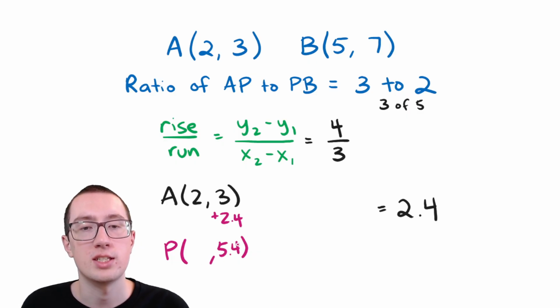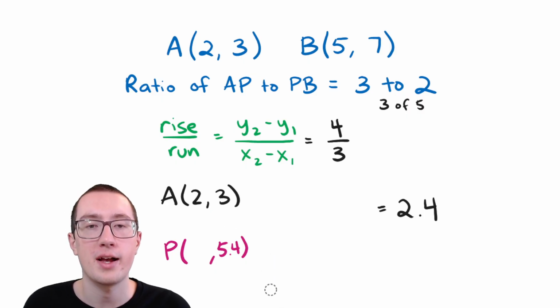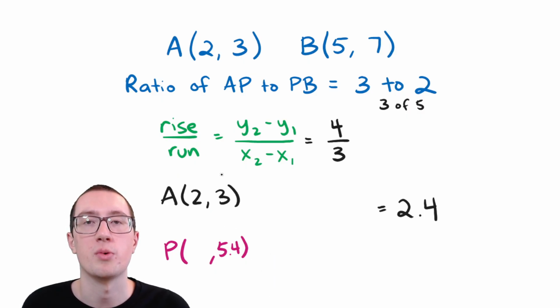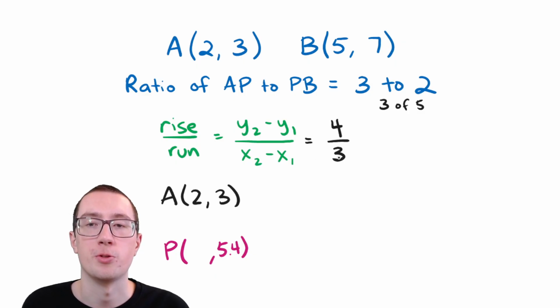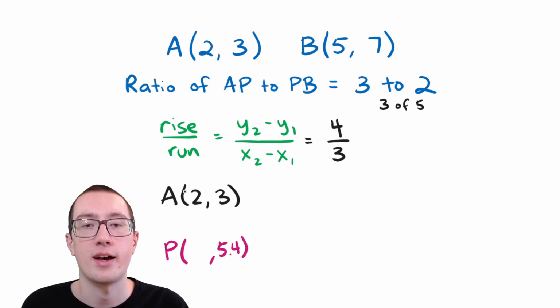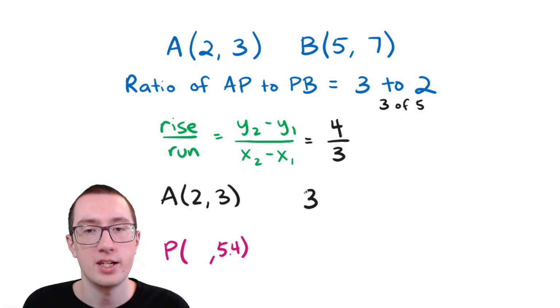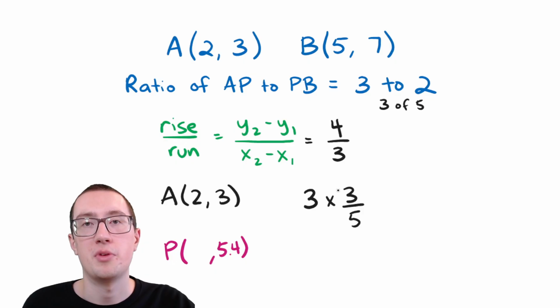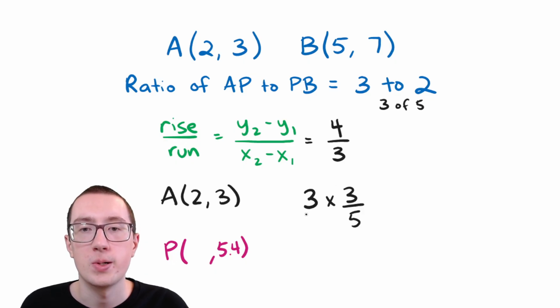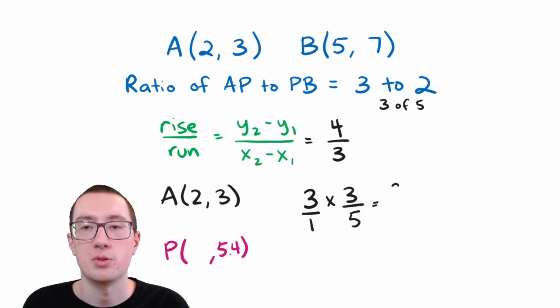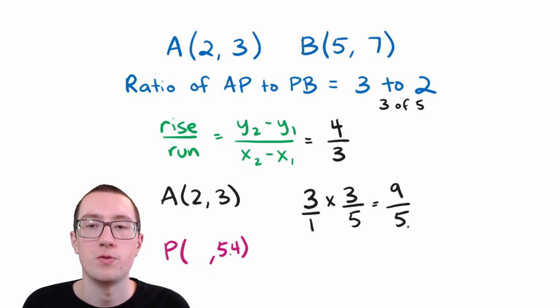So now let's go ahead and do the same thing for x. But remember that for x, we're not dealing with the rise, we're dealing with the run. The run in this case is equal to 3. But we need to find 3/5 of 3 and then add that to x, which is 2. So to find 3/5 of 3, we're going to take 3 and multiply it by 3/5. But remember that when you multiply a fraction by a number, that number is just over 1. So 3 times 3 is 9, and 1 times 5 is 5. And if you do 9 divided by 5 in your calculator, you should get 1.8.